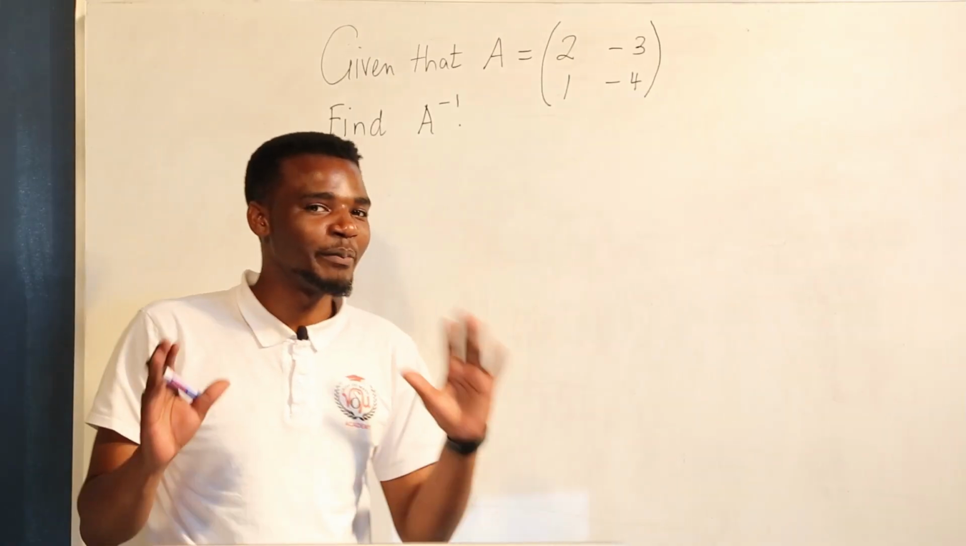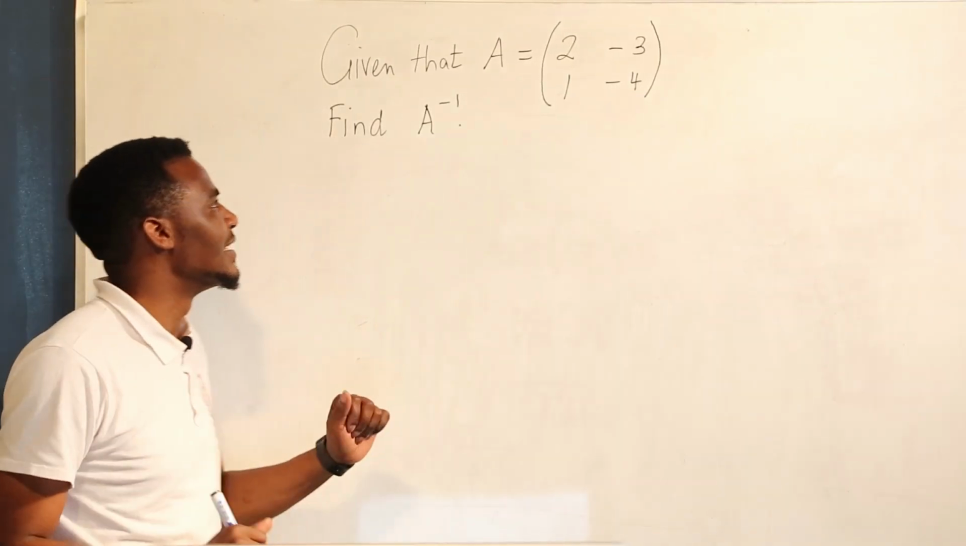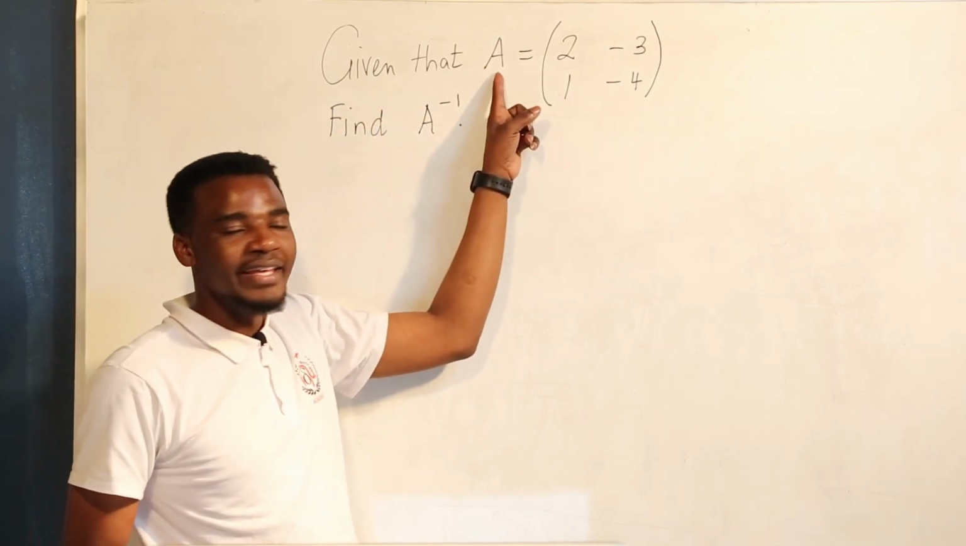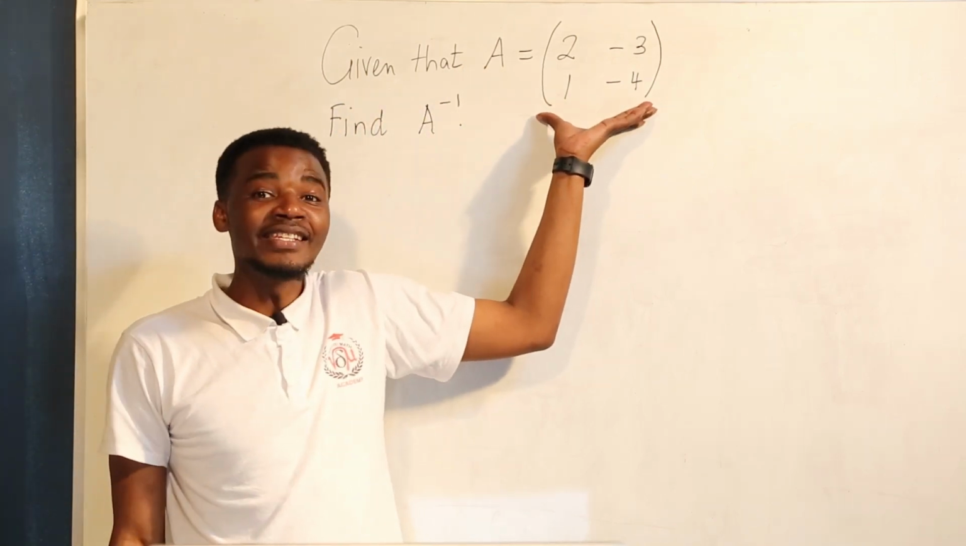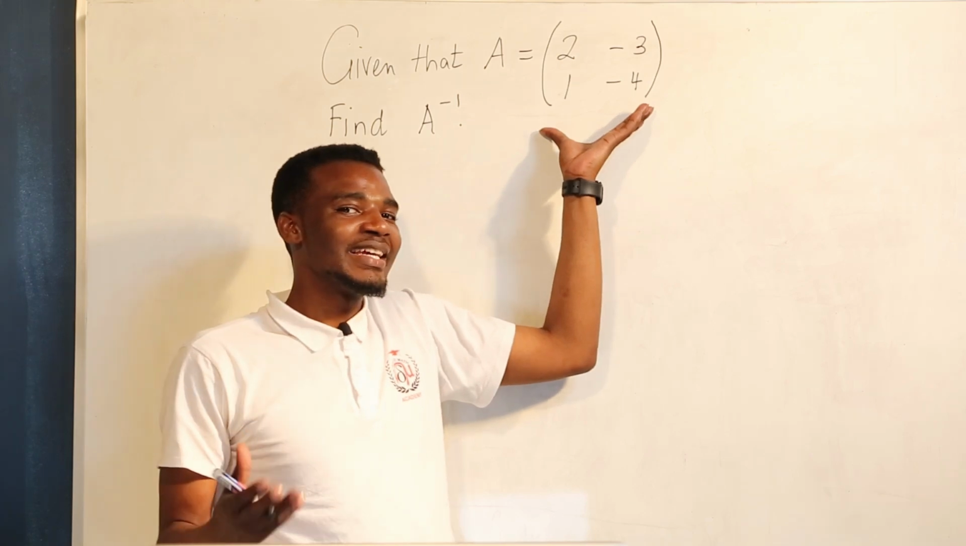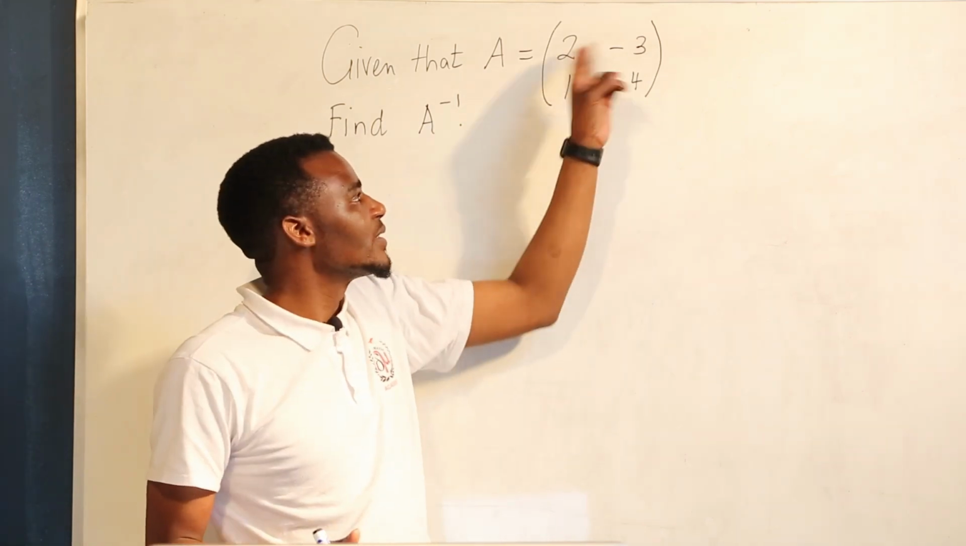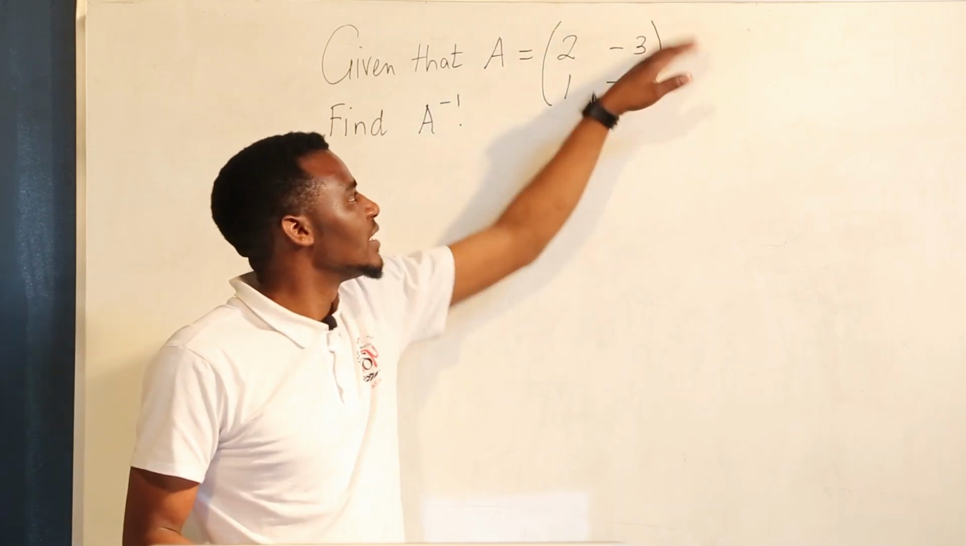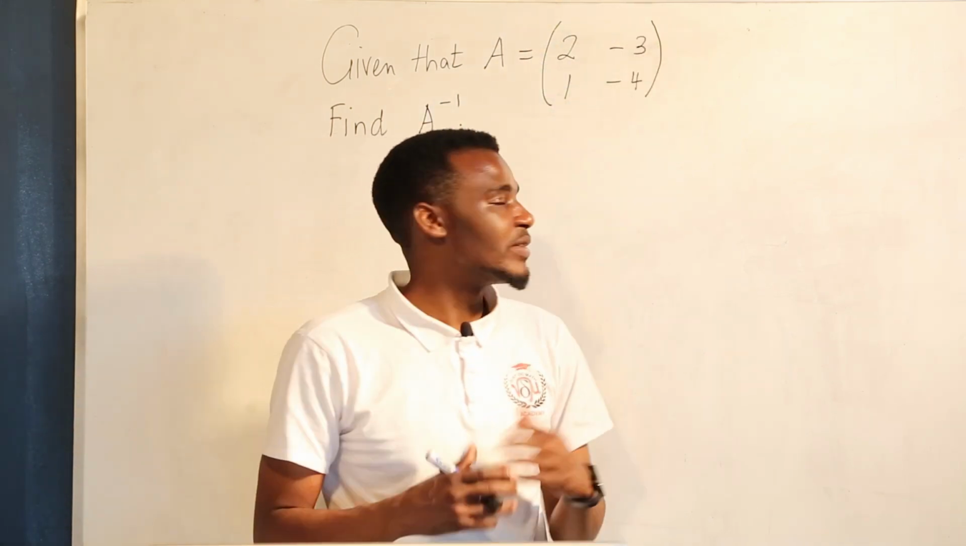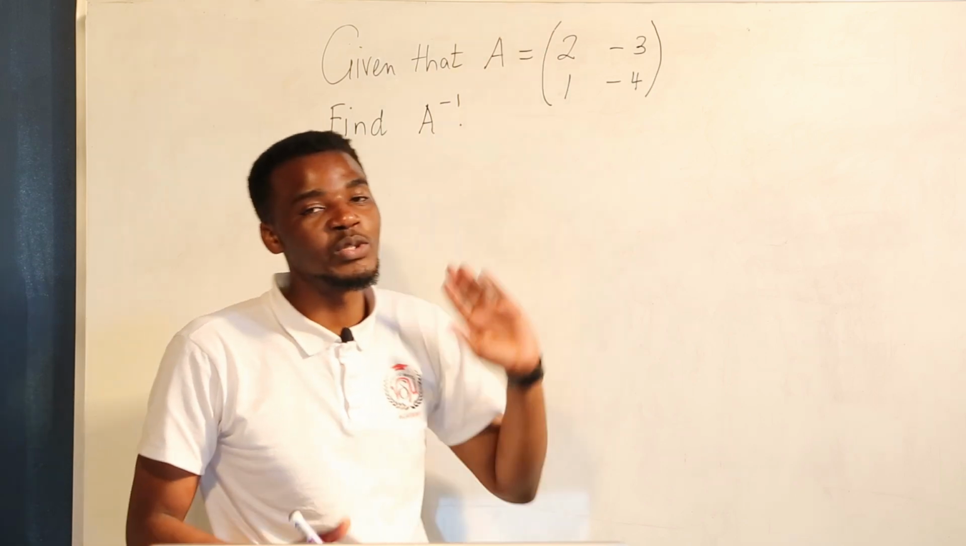Closer look at the problem. The problem that we have here on the board is this. Given that A is equal to this matrix. Remember what exactly a matrix is. It's basically an arrangement of elements in rows as well as in columns and enclosed by brackets. As you see here, we've got 2 rows as well as 2 columns.